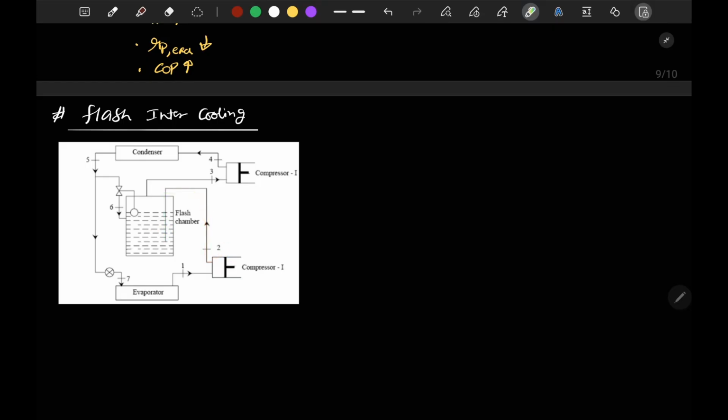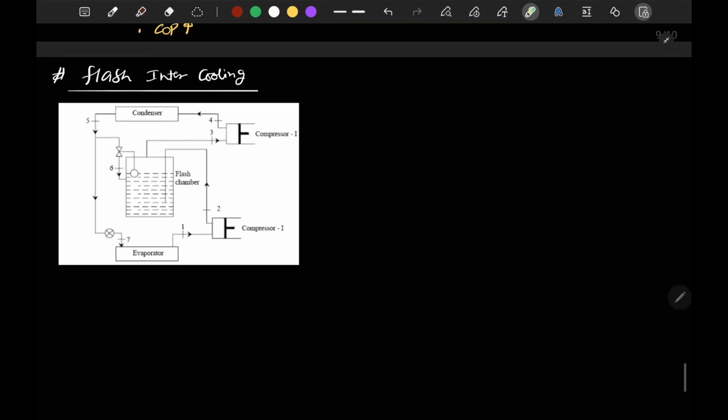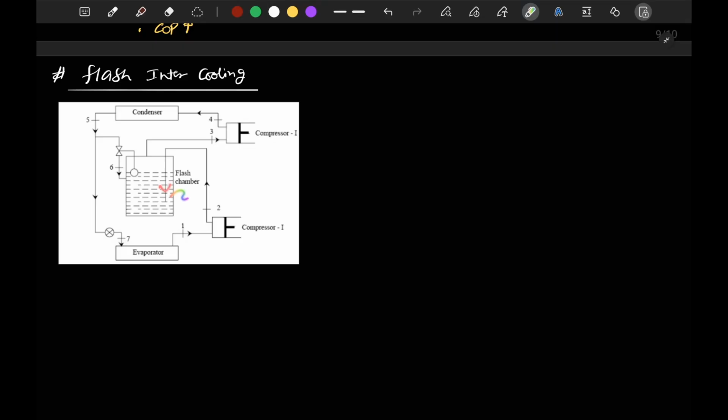Okay, here, one more thing, like in this graph, if there was some wet compression here, some liquid particles at the evaporator exit, this will also remain here, and this will exactly move to compressor 2. Now in our flash intercooling system, if there is some liquid particle remaining, then it will remain inside this flash chamber only, and only vapor from the flash chamber is moving to compressor 2.